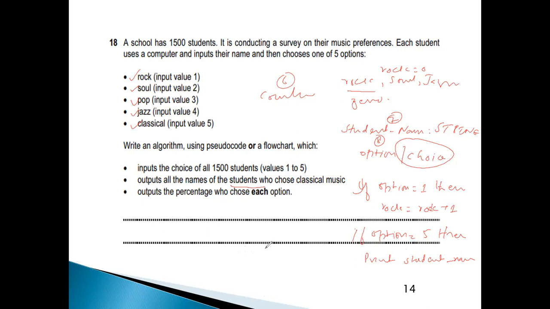Counter, and then after that you do this one. Percent. Output the percentage who choose each option. So how would you do that? For each choice you have to give, basically, percent one, or you can give any name, like rock percent equals rock divided by.